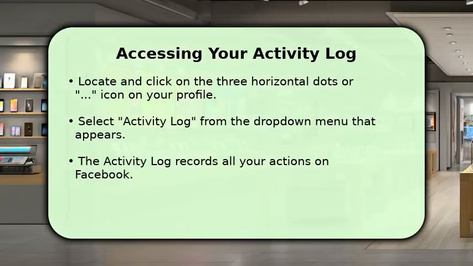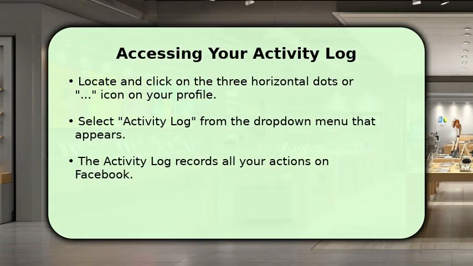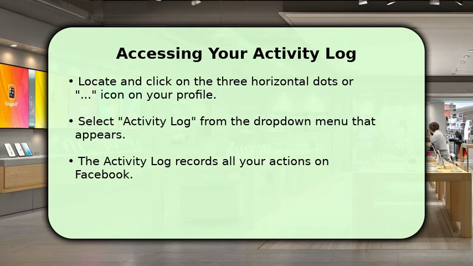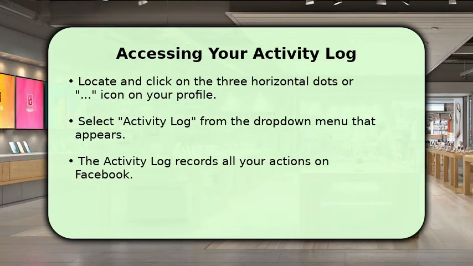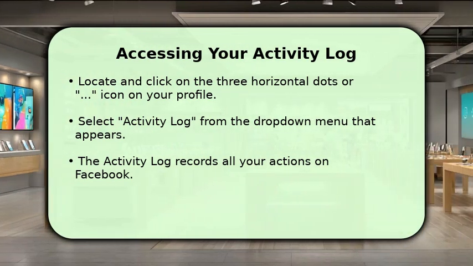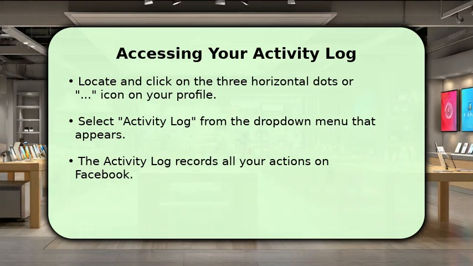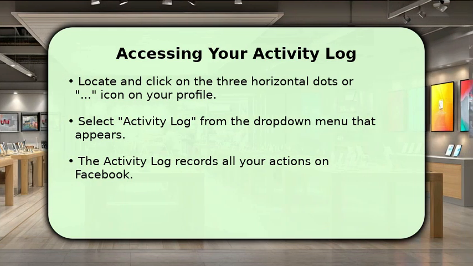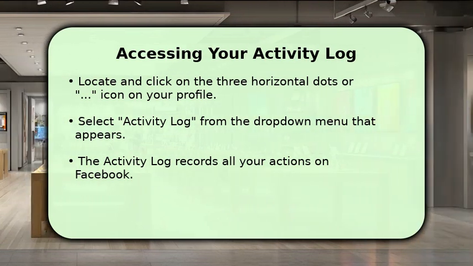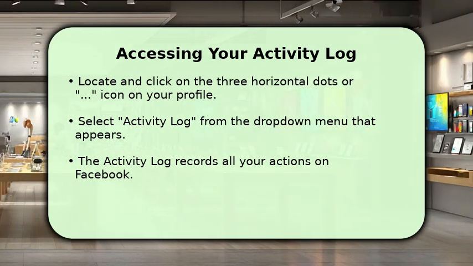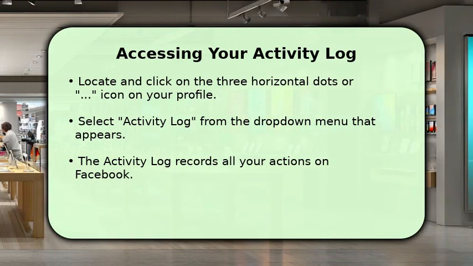Once on your profile, look for the 3 horizontal dots, usually found near your cover photo. Click on these dots and a menu will pop up. From this menu, you'll want to select Activity Log. This log is a comprehensive record of everything you've done on Facebook, from posts you've liked to comments you've made, and it's where we'll find your deleted items.